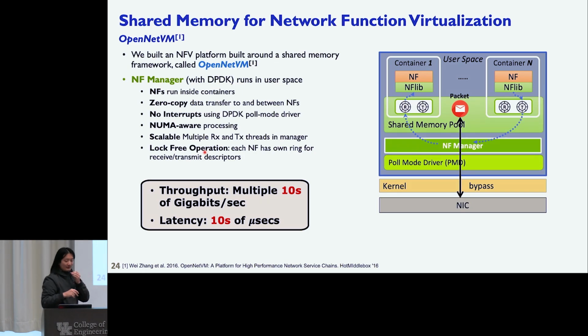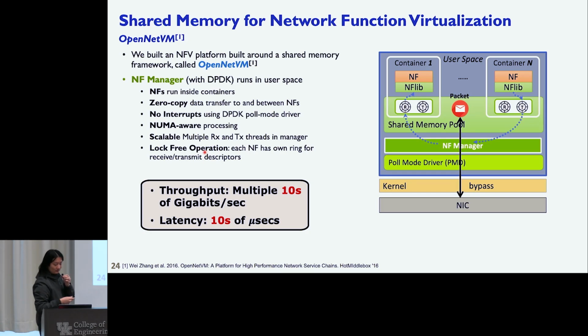And by using shared memory, we can totally avoid the overhead we saw earlier and enable zero-copy data transfers between the NFs to improve performance. Overall, the throughput of OpenNetVM can achieve multiple tens of gigabits per second, with a latency of less than tens of microseconds.